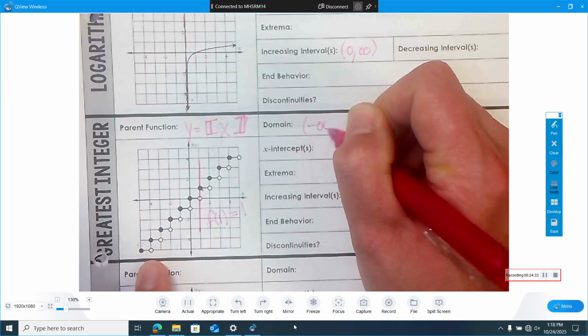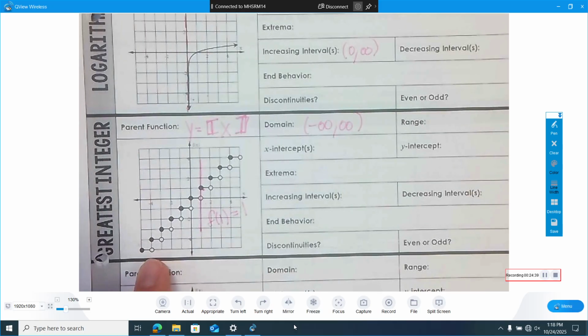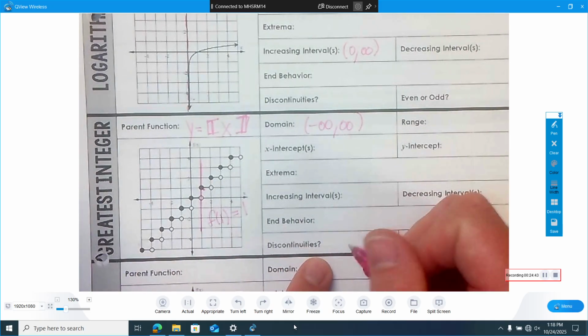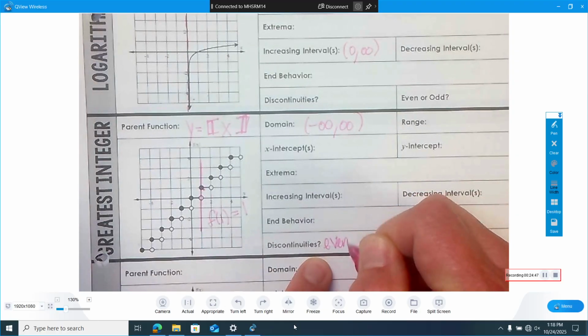Negative to positive infinity. It is. We get every single x value in there. It just looks weird. Is it discontinuous? Yes. Discontinuities. It has every integer. There's a discontinuity at every integer.